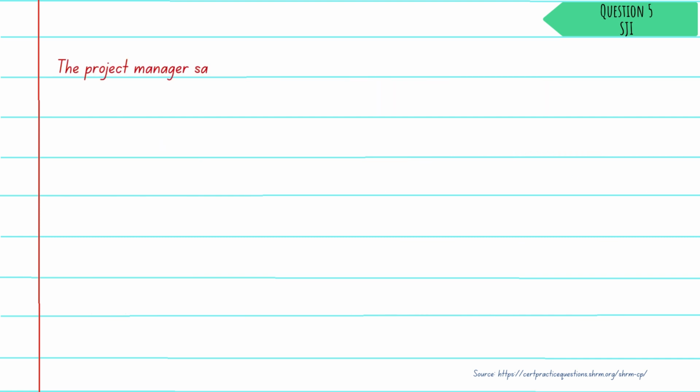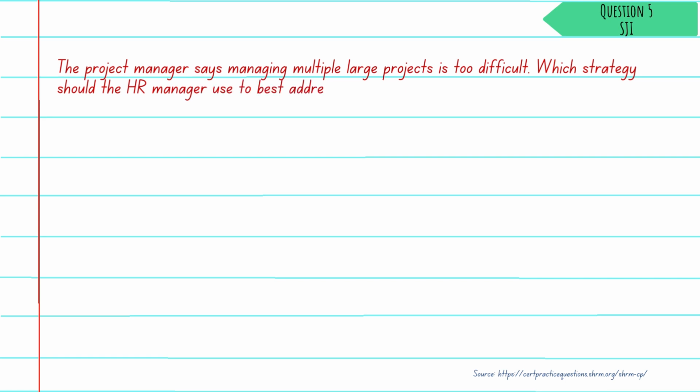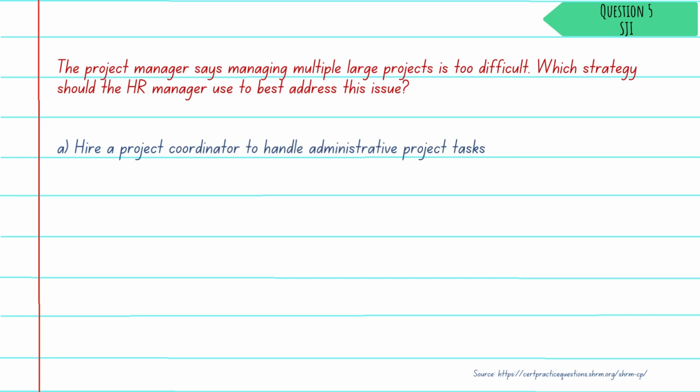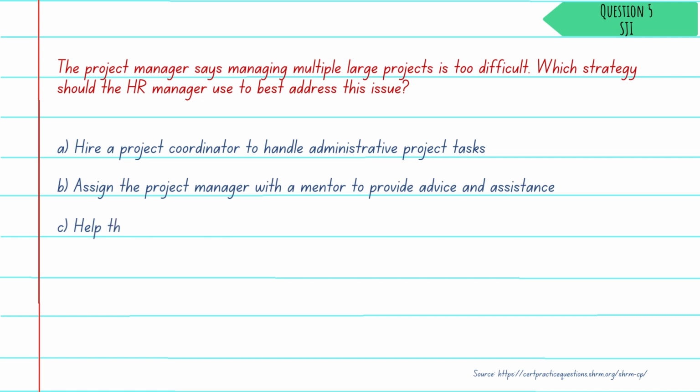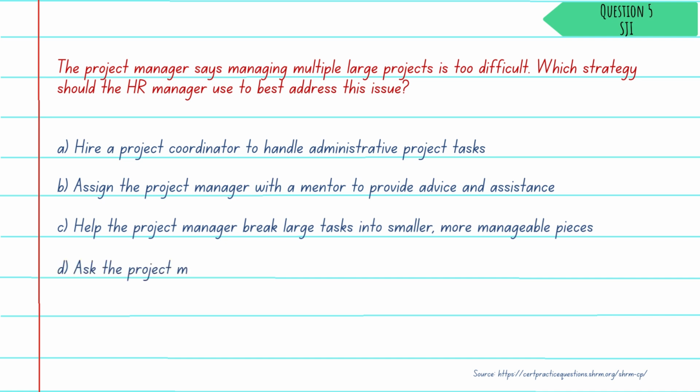The project manager says managing multiple large projects is too difficult. Which strategy should the HR manager use to best address this issue? A. Hire a project coordinator to handle administrative project tasks. B. Assign the project manager with a mentor to provide advice and assistance. C. Help the manager break larger tasks into smaller, more manageable pieces. Or D. Ask the project manager's supervisor to temporarily delegate projects to other employees.